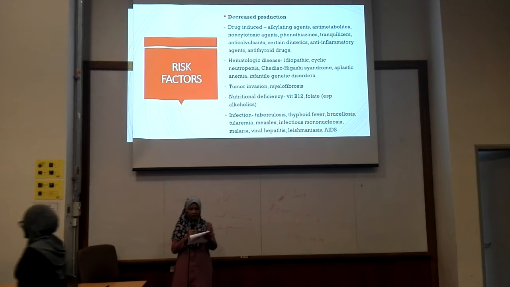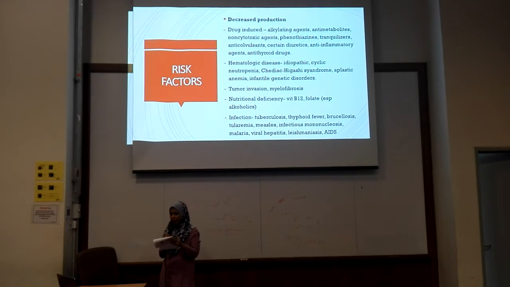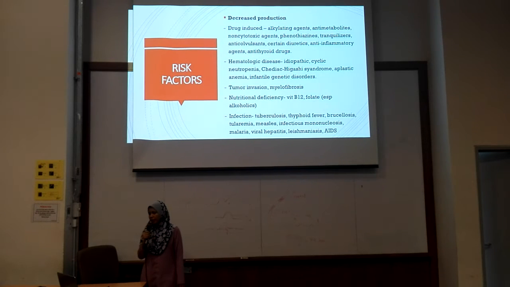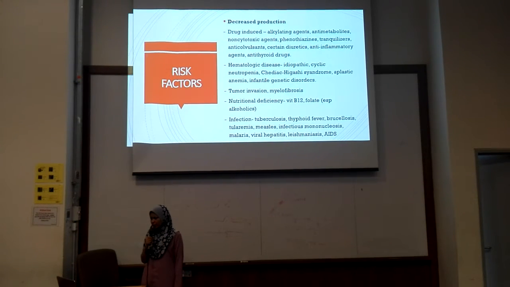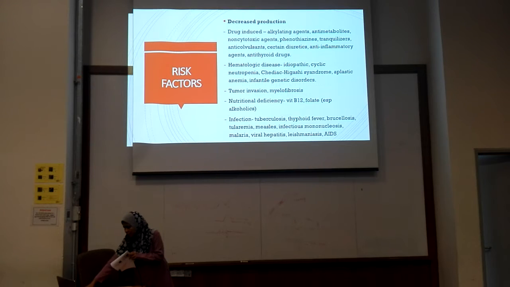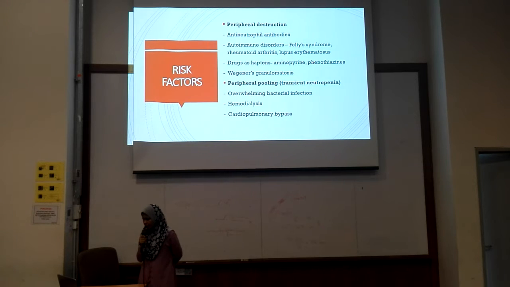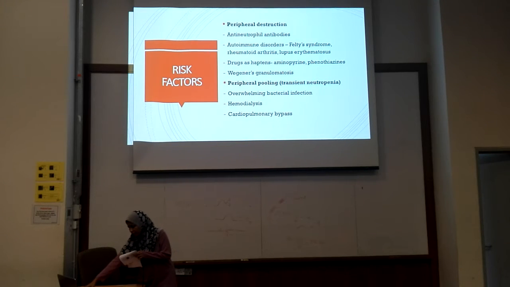Okay, proceed to risk factor. So the risk factor divides into 2: decreased production and peripheral disruption. For decreased production, drug-induced alkylating agents, hematologic disease, example idiopathic, tumor invasion, myelofibrosis, nutritional deficiency and infection. And other risk factors is peripheral dysfunction, is anti-neutrophil antibodies, autoimmune disorders, drug sensitivity, example aminophylline, Wegener's granulomatosis, peripheral pooling, overwhelming bacterial infection, hemodialysis dan cardiopulmonary bypass.